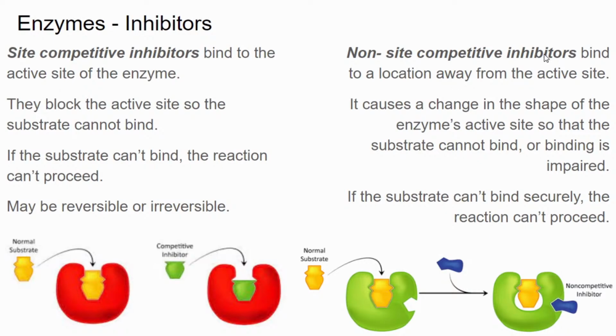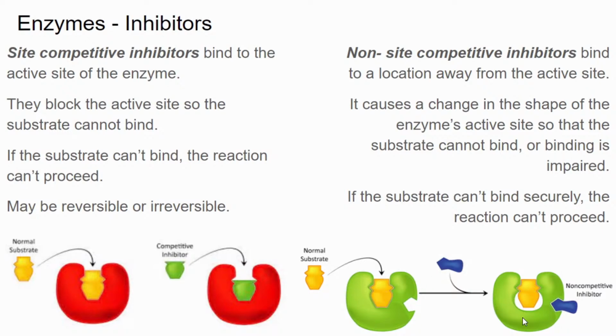Okay, so the other type of inhibitors we've got is non-competitive inhibitors. They do bind to the enzyme, but instead of binding in the active site, they bind at a site away from the active site. So you can see here with our green enzyme, our normal substrate is able to bind to our active site. However, if we have a non-competitive inhibitor, which binds to a site away from the active site, it causes a change in the shape of our enzyme.